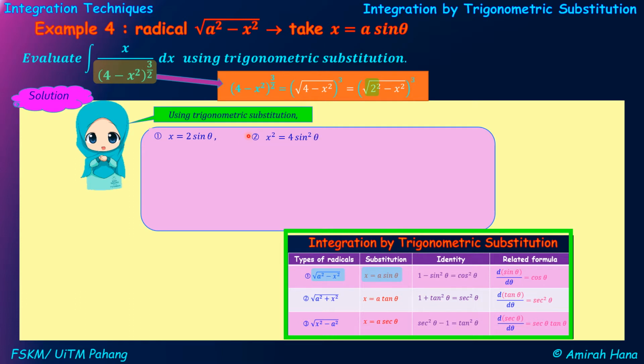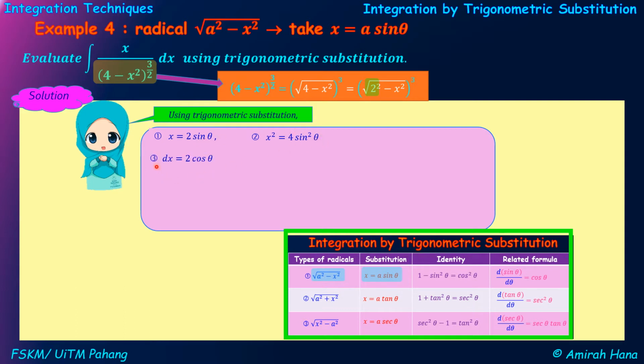Since for all trigonometric functions we have x squared, in step 2 we need to find x squared. So we just square both sides from step 1, and we get x squared equals 4 sine squared theta.